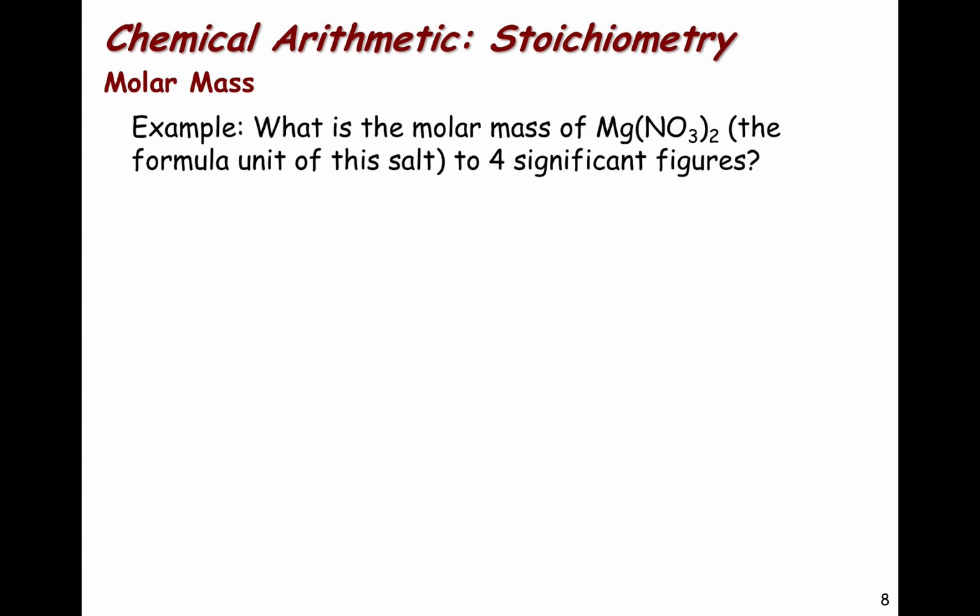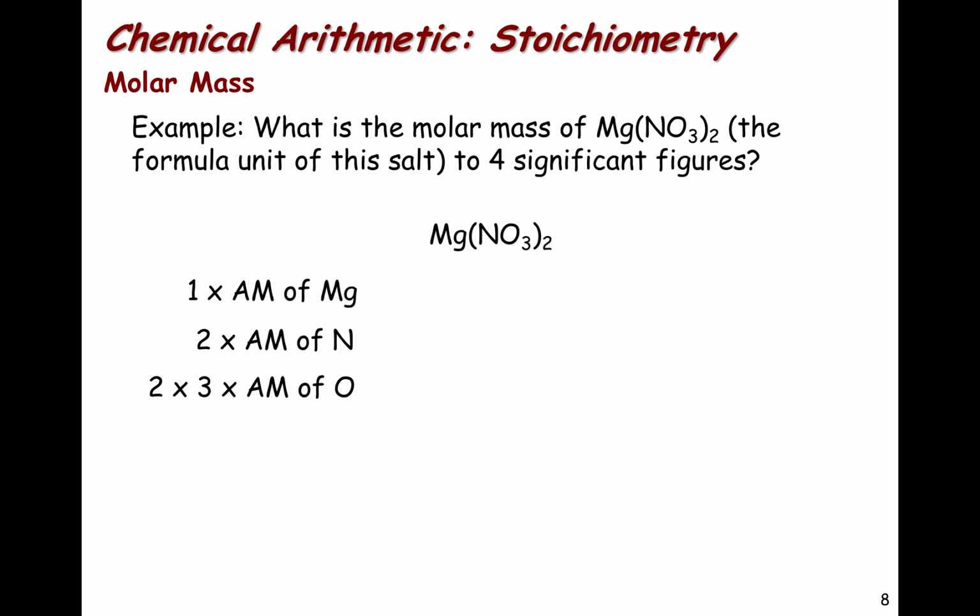In some cases, the formula for a particular compound will be written to indicate how the atoms are attached to one another, and an example of this is shown here for magnesium nitrate. The formula for magnesium nitrate is Mg(NO3)2, with a 2 outside of the parentheses. This indicates that there are 2 of these NO3 groups, the nitrate ions. And so we need to take this into account when we calculate the formula mass of this particular compound.